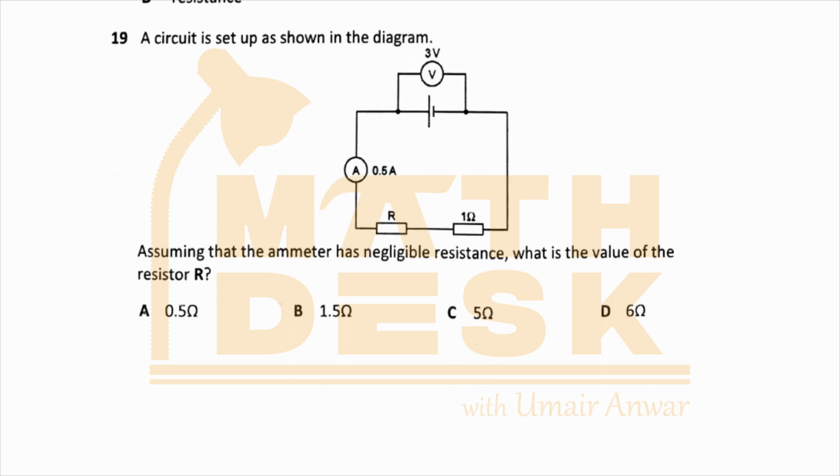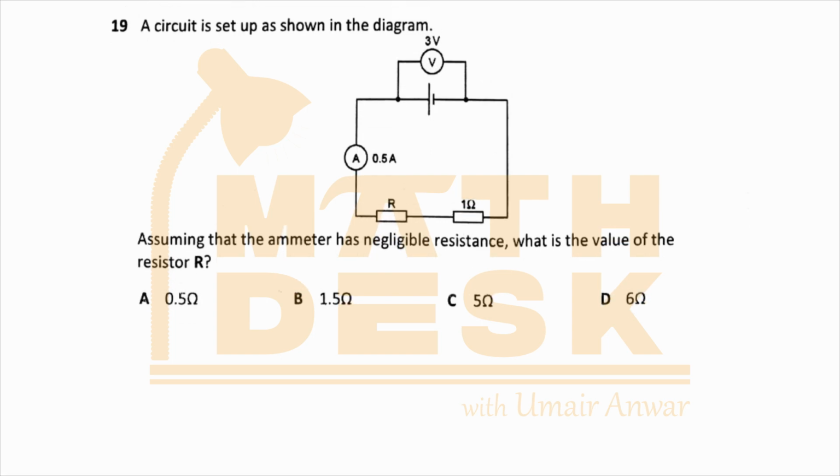The next part says a circuit is set up as shown in the diagram. So we have a battery or a cell whose EMF is 3 volts. Then two resistances are connected in series in the circuit, and then we have an ammeter which is showing a current of 0.5 amperes. Assuming that the ammeter has negligible resistance, what is the value of this resistor R?